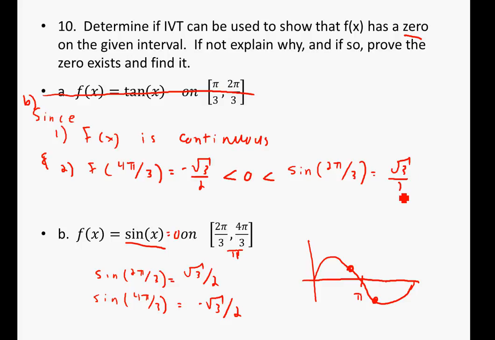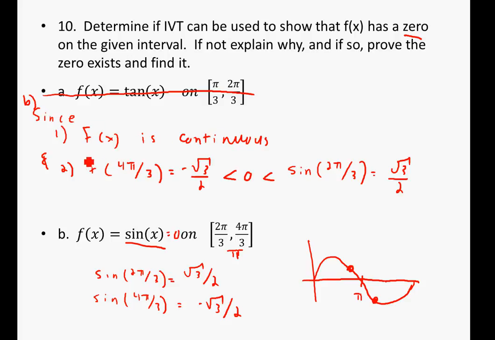And now again, we're talking about the y values, not the x values. Of course, 2 pi over 3 is less than 4 pi over 3. That's fine. But the y values look like this. The y value at 4 pi over 3 is a negative number, which is less than 0, and the y value at 2 pi over 3 is a positive number. So this is how you set it up. You just say that at one end it's less than 0, at the other end it's greater than 0.